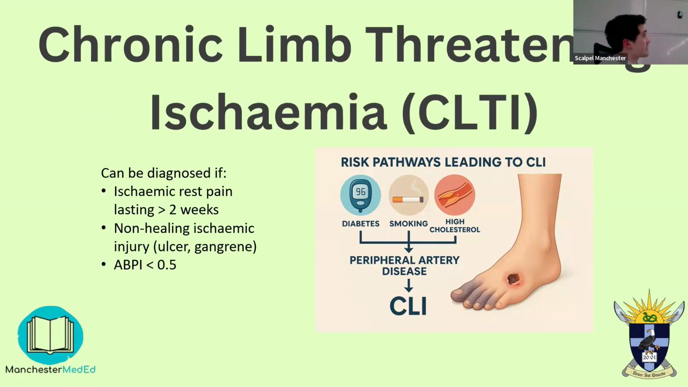So this is defined as a patient with any one of these 3 points. So ischemic rest pain lasting more than 2 weeks. Unlike claudication, which is brought on by exercise, this will be pain just lying in bed, sat watching TV, constant pain. A non-healing ischemic injury, so that's an ulcer or gangrene, or an ankle brachial pressure index of less than 0.5. So if they have any one of those 3 symptoms, they can be diagnosed with chronic limb-threatening ischemia.